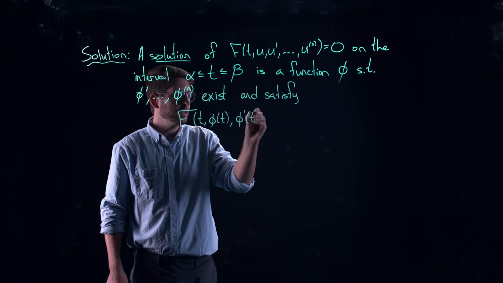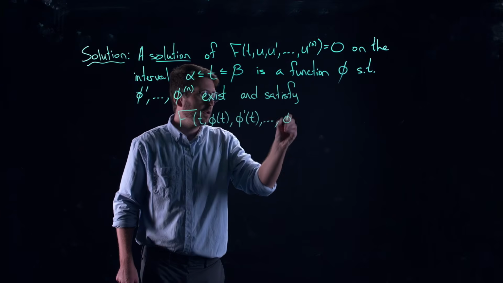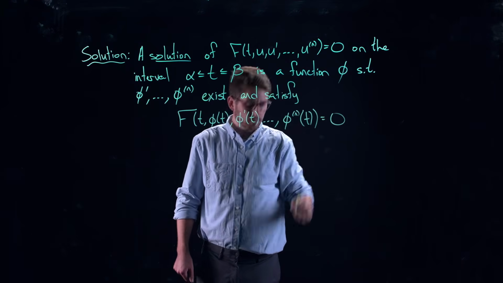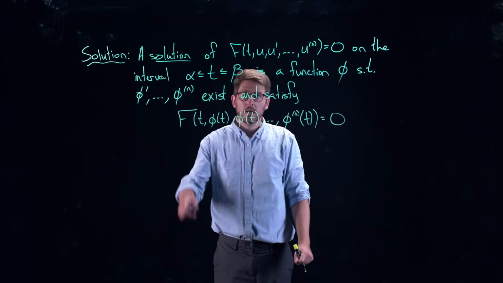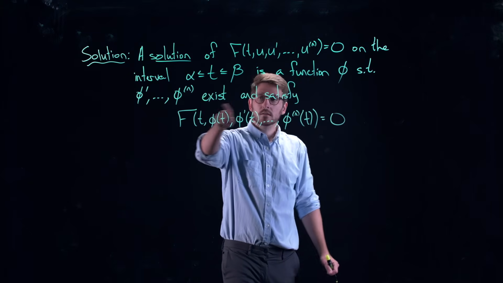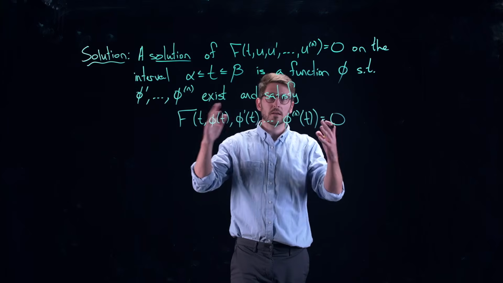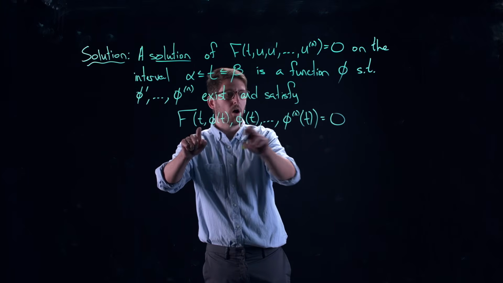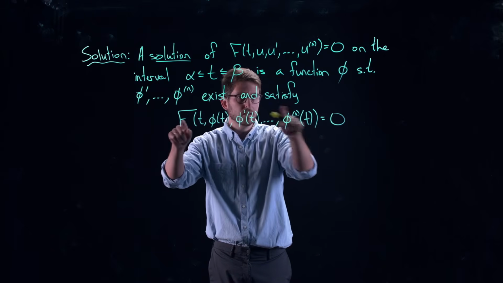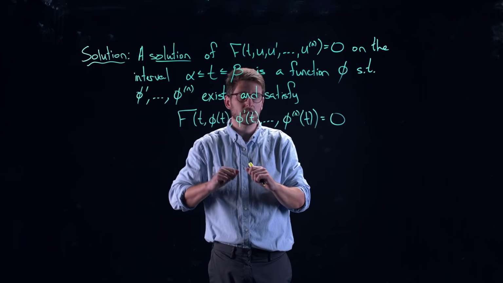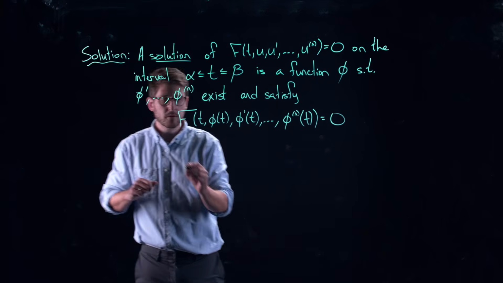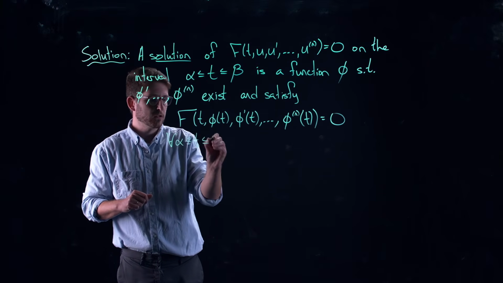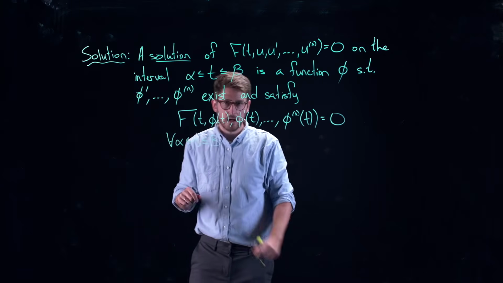And again, what does that mean? Well, if I take all those derivatives, I put them into the differential equation, and I look at this big general function, capital F, evaluated at all these derivative functions, all as a function of time. That's the only thing that I have control over, is changing the value of t here. If this thing is equal to 0 for every single t between alpha and beta.